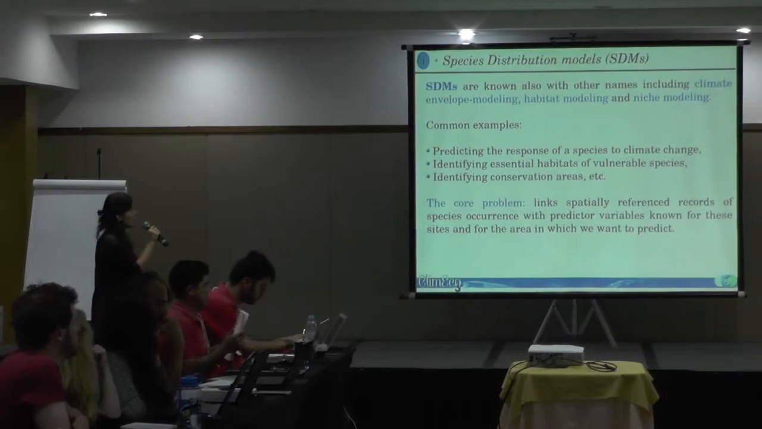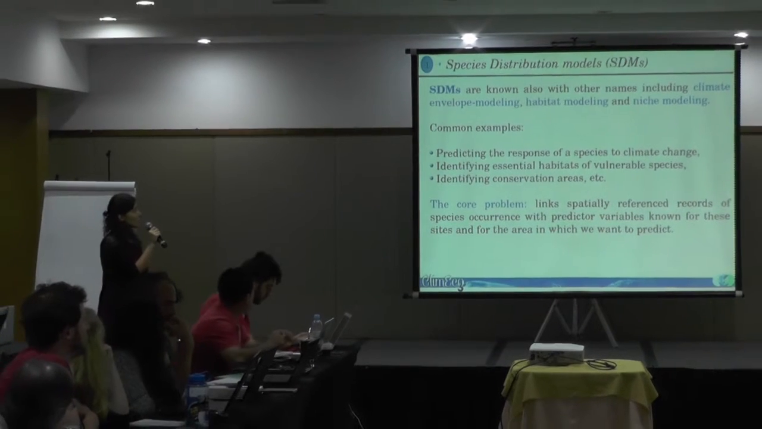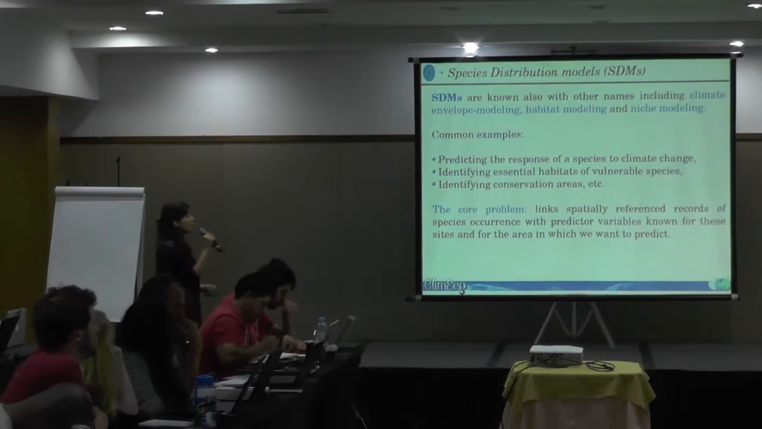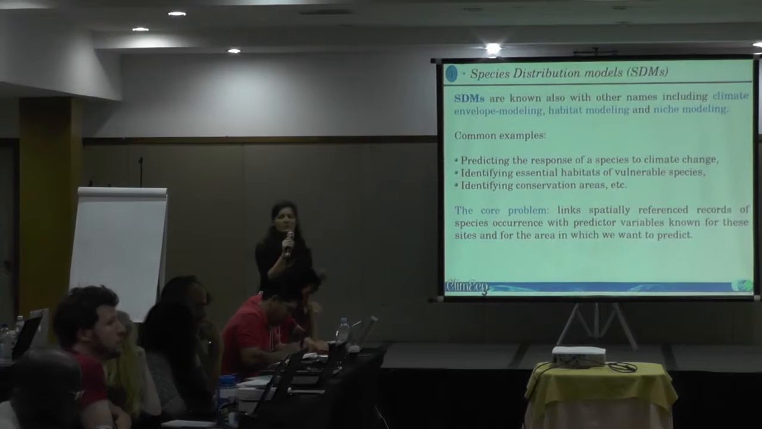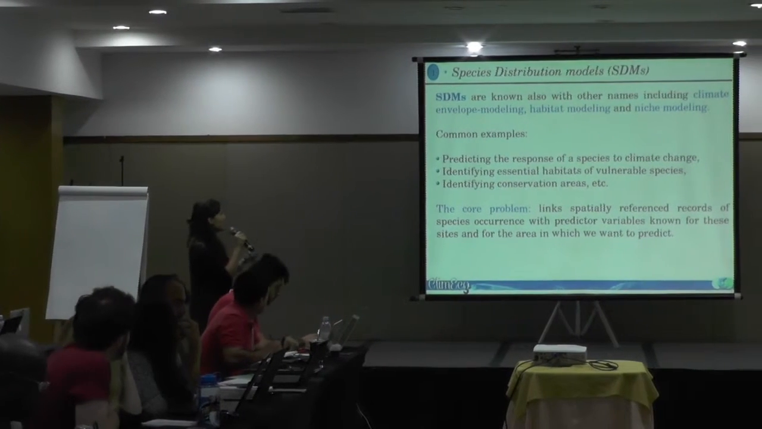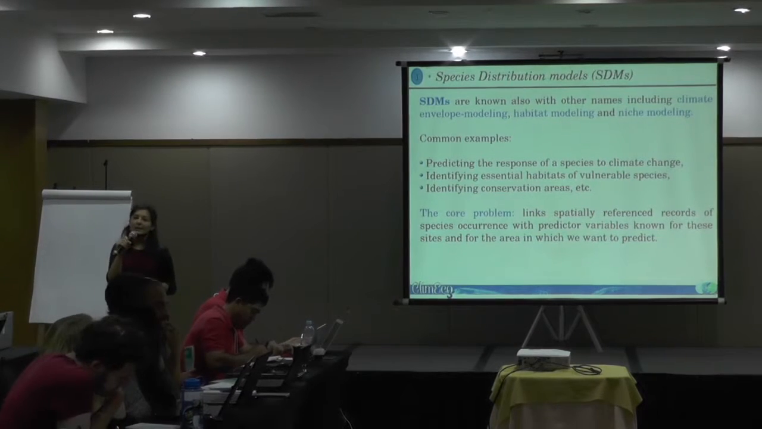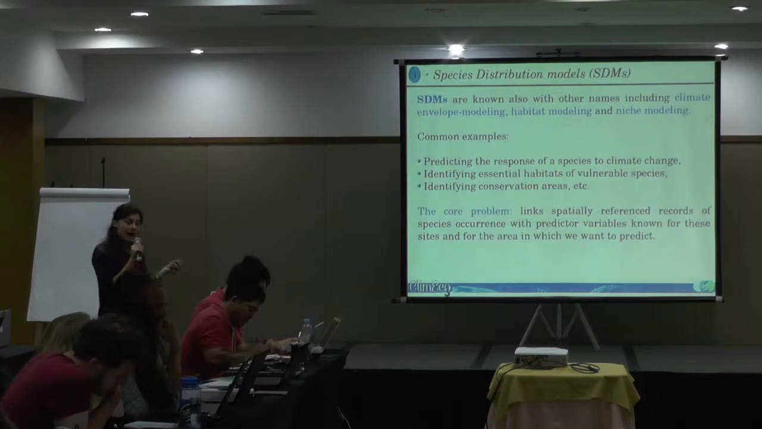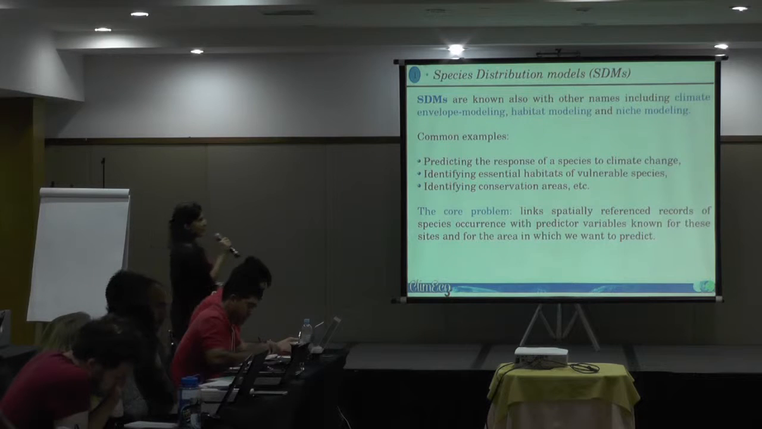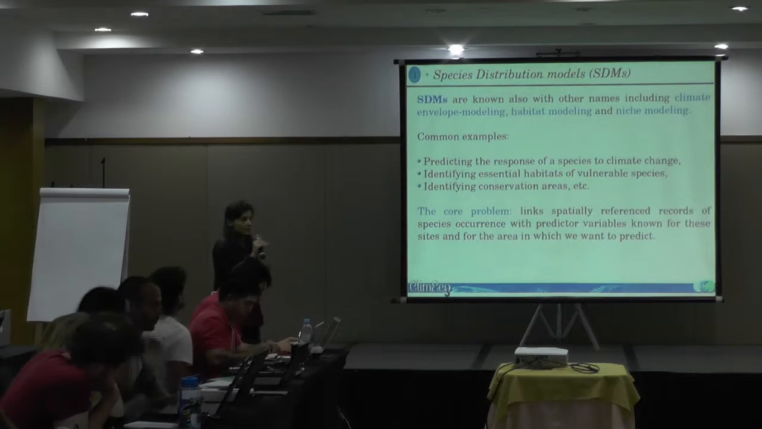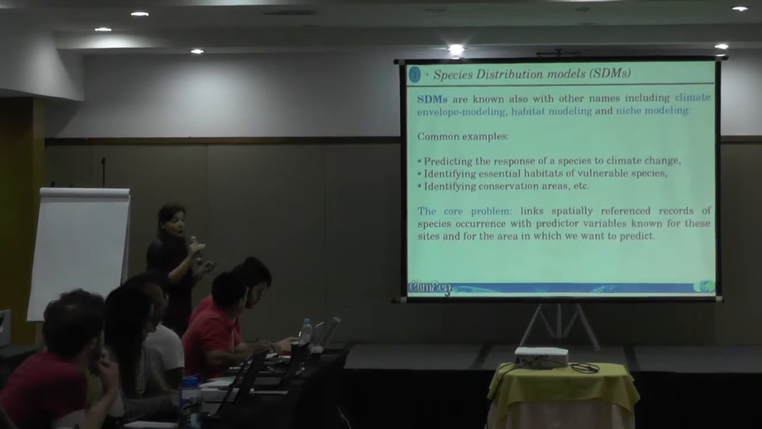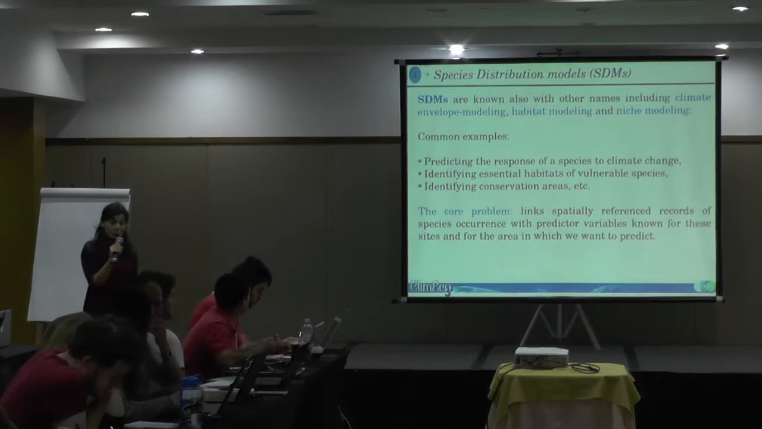So, species distribution models. If we look at the literature, you see people call this model envelope modeling, habitat modeling, niche modeling. The ecological concept behind the model is probably different, but finally the method is the same. It's a statistical method you can apply for different purposes.